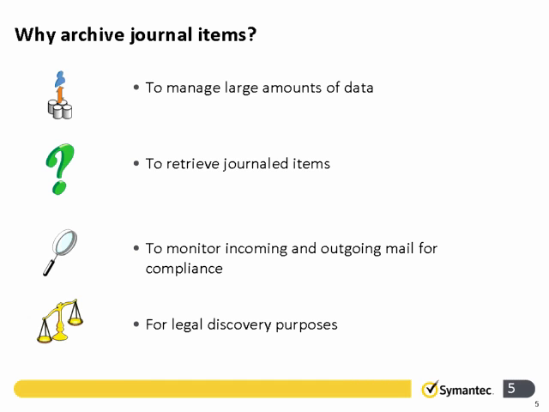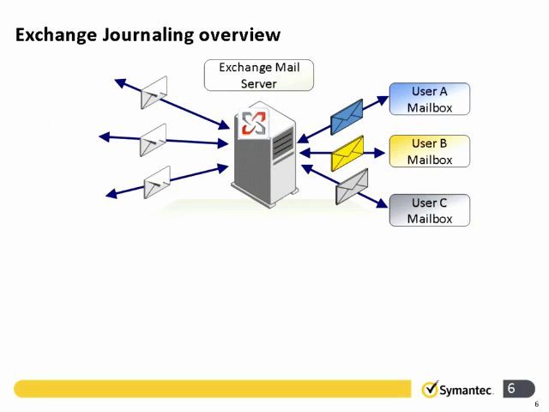Now, not only do you need to be able to keep track of all this information, but you also want to be able to search it. If it is going to be used for compliance or a discovery situation, you need to be able to retrieve those journal items and find them readily. Also, you may need to monitor the mail as it comes in or goes out for compliance reasons as well. So that's an overview of the Exchange journaling process.